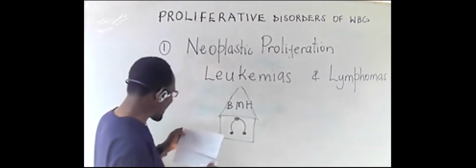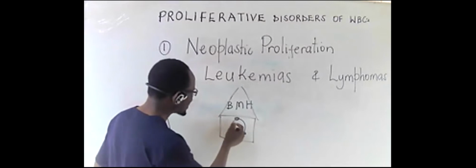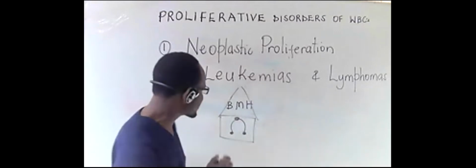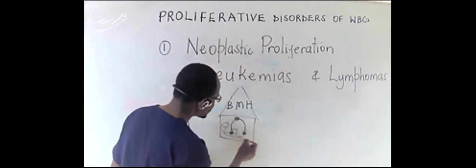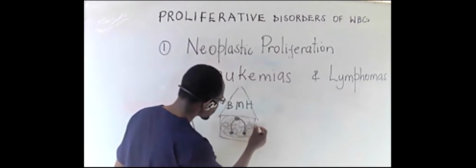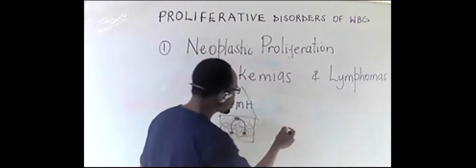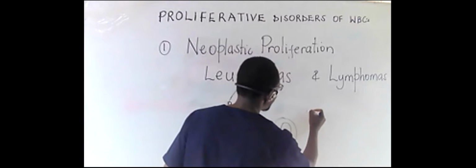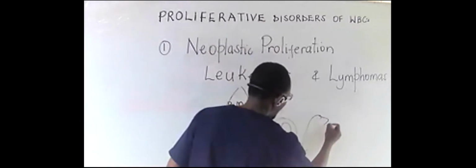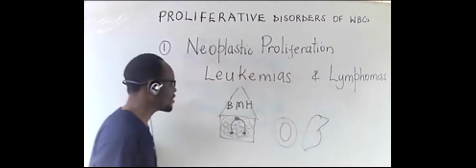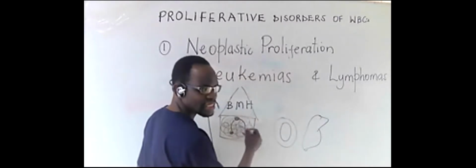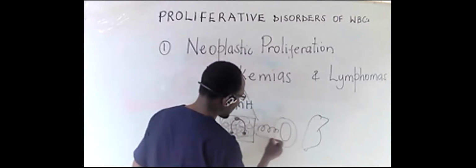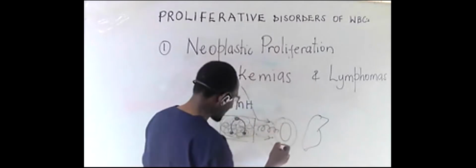So you have excessive division of these. It is so excessive that it infiltrates the whole bone marrow, and it even goes into the blood circulation, and into other lymphoid structures and the liver. Yeah, the thymus and the spleen. So it diffusely infiltrates the whole bone marrow, and even spills into blood.